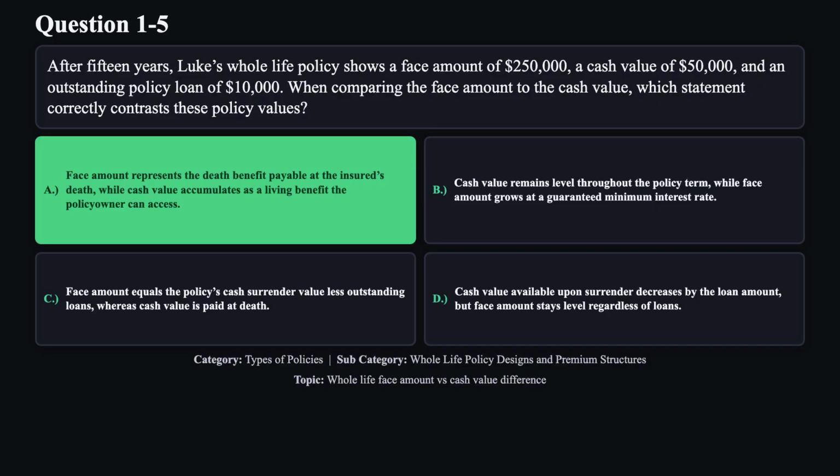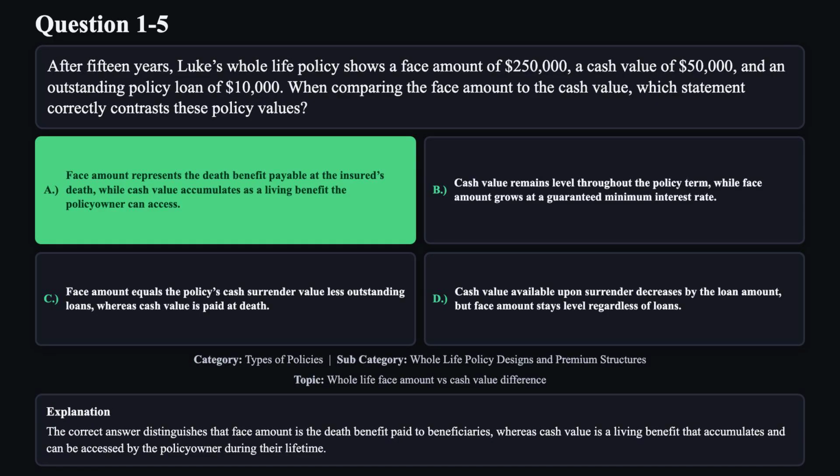The correct answer is A. The correct answer distinguishes that face amount is the death benefit paid to beneficiaries, whereas cash value is a living benefit that accumulates and can be accessed by the policy owner during their lifetime.